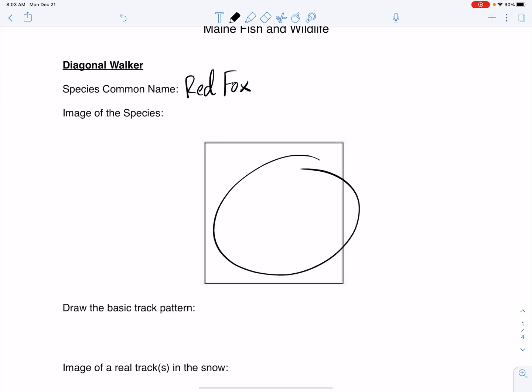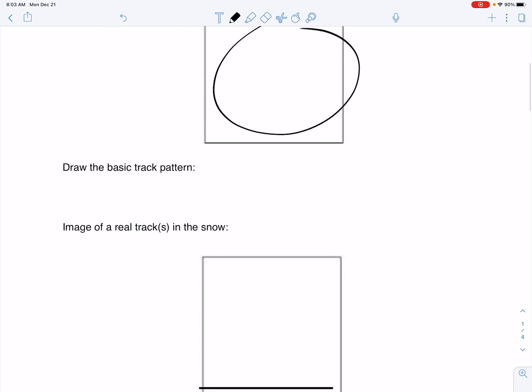Give me an image of that creature. Draw your basic track pattern on your own. And you don't have to actually draw the tracks. I'm looking for the pattern. Like this is a pretty good example of a track pattern of a diagonal walker, right? It doesn't have to be. You don't have to be an amazing artist to get full credit here.